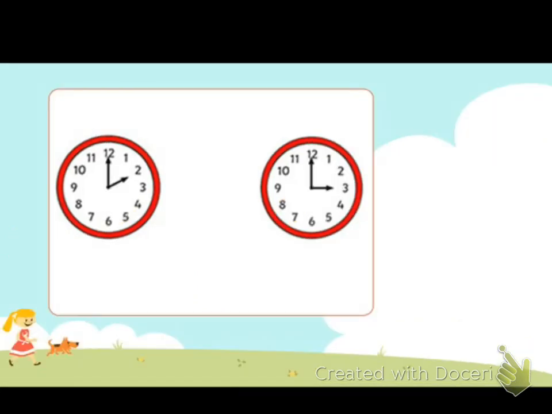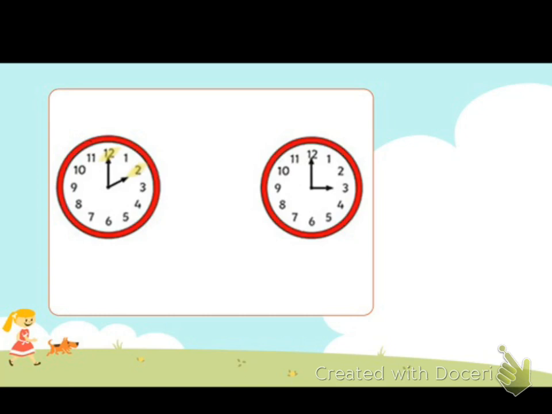Let's look at the minute hand, the long hand. It tells us how much time has passed after the hour. When telling time, we always look at the hour hand first, the short hand. On this clock, the hour hand is pointing at the 2 and the minute hand to the 12. Will we then say the time is 2 and 12 minutes?